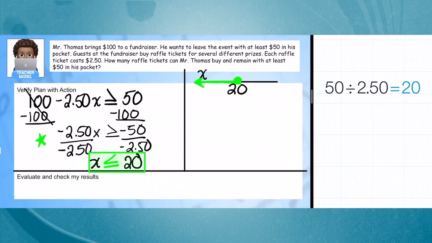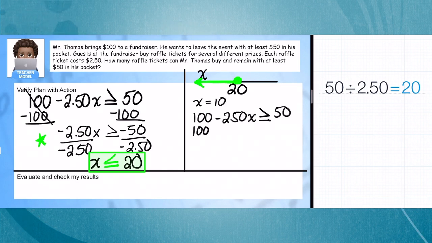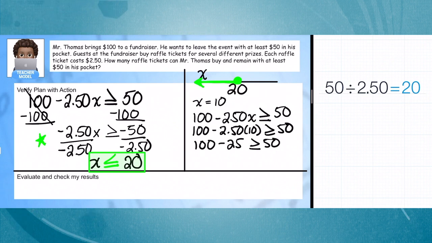All right, so let's choose a number that's less than 20. Let's just choose 10. Let's make it easy. Let's try it when X equals 10. So 100 minus $2.50 X is, again, the original equation, greater than or equal to 50. I'm just going to sub my 10 in there. Makes it nice and easy. It makes it just 25. And 100 minus 25 is $75. So this solution works.